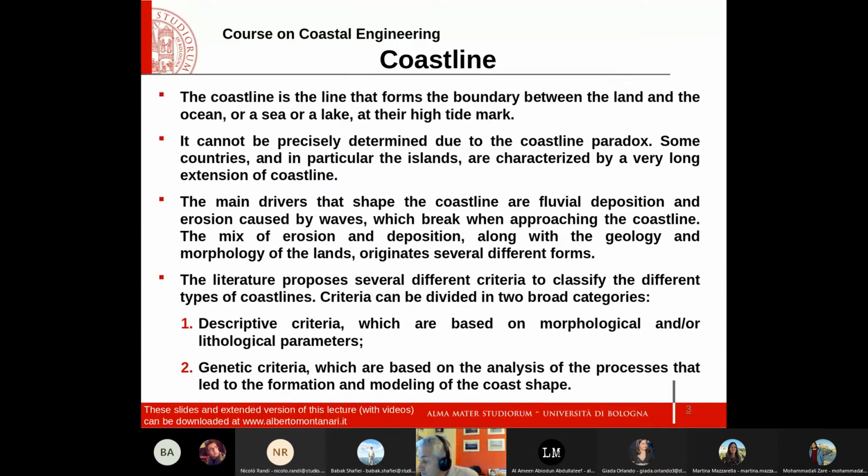Now, what are the drivers that shape the coastline? And why do I think it is important to discuss these drivers? Because again, we have to understand how coasts work. So we have to understand the processes in order to be able to write a model, in order to be able to identify our solution.